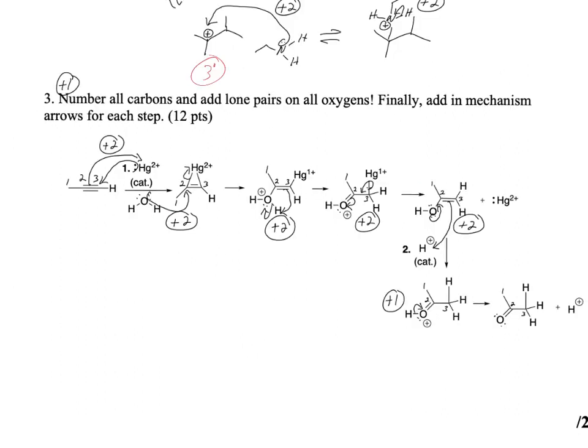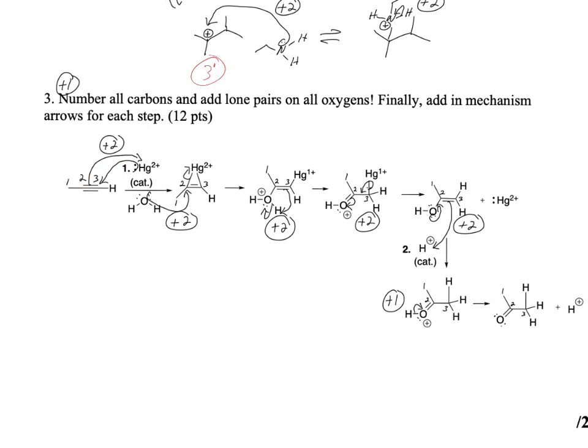This one is more like fill in the arrows, but also number all the carbons and add lone pairs on all oxygens, right? So make sure you follow directions really explicitly. Make sure you numbered all the carbons and not just on the starting materials, all the way through, to see where everything ends up. And add lone pairs on all the oxygens, so make sure you did that as well.